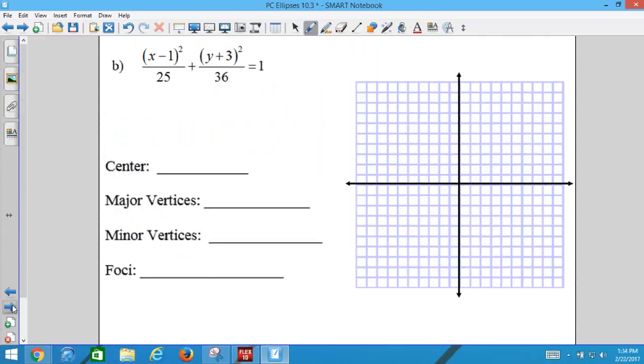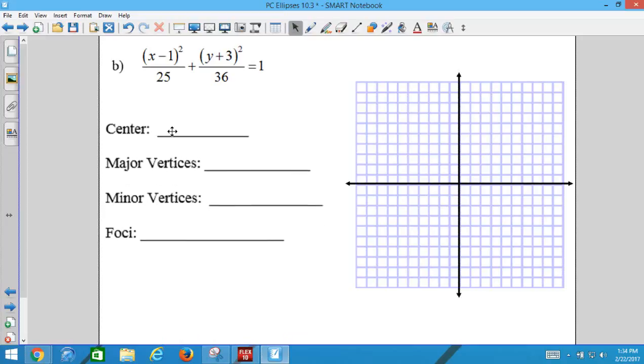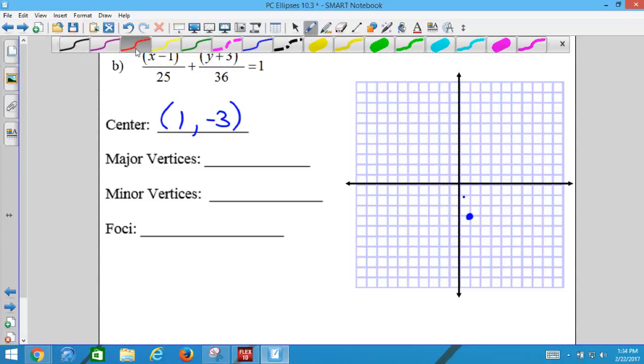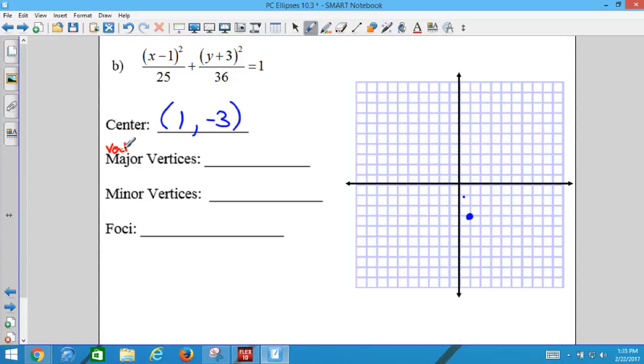All right, next one. First thing, is it in the correct form? Yes. All right, if it is, we have to find the center. Positive 1, negative 3. Exact same way we found the center for the circle. Major vertices. It is going to be vertical, because 36 is the bigger number. That's a squared.